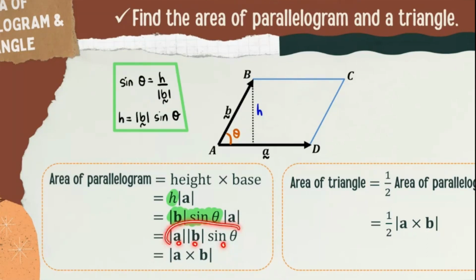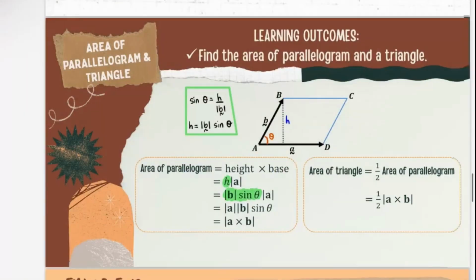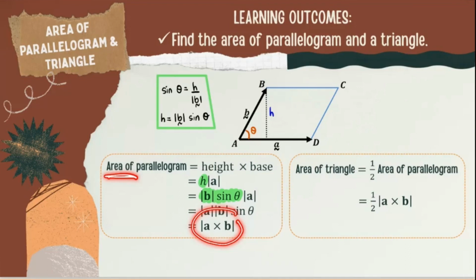So what formula was this earlier? We look back, it is the formula of the magnitude of A cross B. Right? Earlier we already answered, the magnitude of A cross B, we get this formula. Okay, so that is why our formula for the area of parallelogram will be equal to the magnitude of A cross B directly. Okay, so this is for the area of parallelogram.